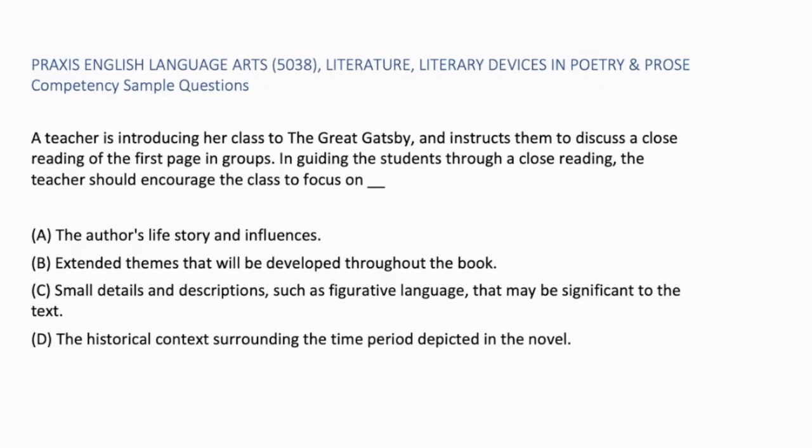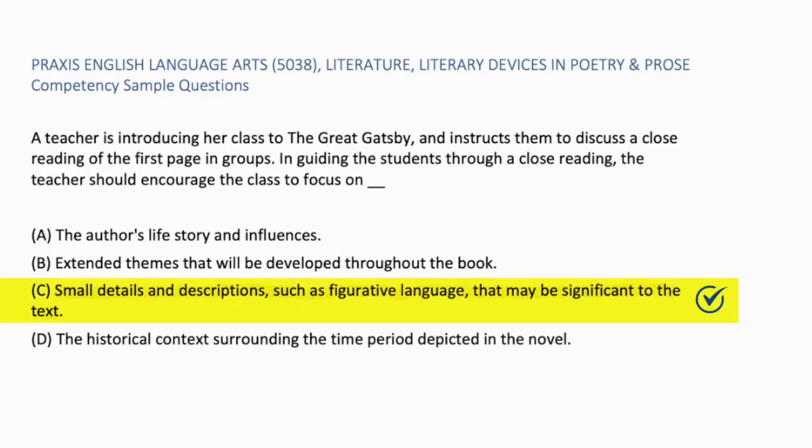Let's work through the process of elimination. A is incorrect. This is biographical criticism, not close reading. Close reading is about what's in the text, not the author's personal life. B is incorrect. This is too broad. Close reading focuses on the specific passage in front of you, not big themes across the whole novel. D is incorrect. This is historical analysis, not close reading.